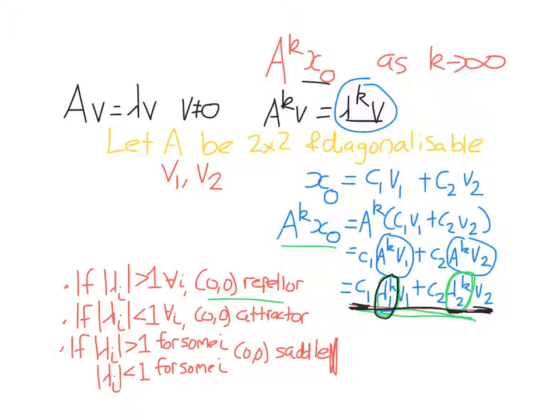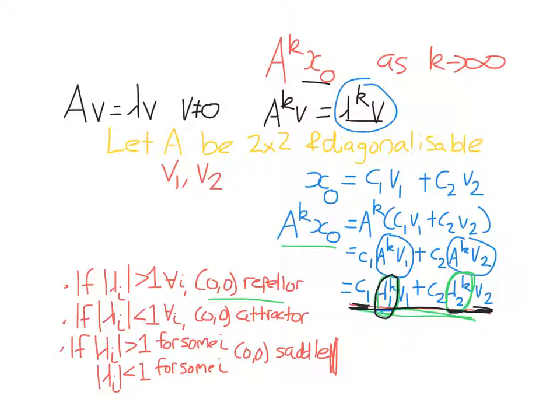Now, for the case where the largest eigenvalue is equal to 1 in absolute value, it turns out it will approach a steady state vector, and we're actually going to look more at that in Markov chains next time.